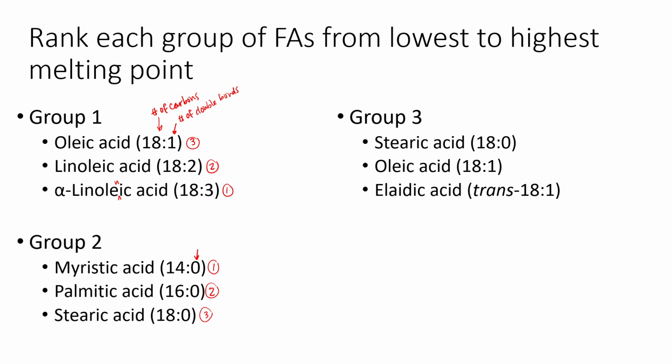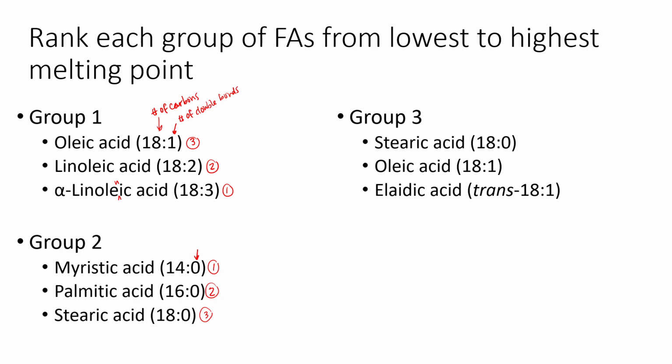And so last, let's now consider our group 3. Group 3 has 3 different fatty acids. They each have the same number of carbons, right? So stearic acid, oleic acid, and elaidic acid each have 18 carbons. And the only difference between them, yet again, is the number of double bonds. So we have stearic acid, which is saturated and has no double bonds. Oleic acid has one double bond that's in the cis configuration, and elaidic acid has this double bond in the trans configuration.